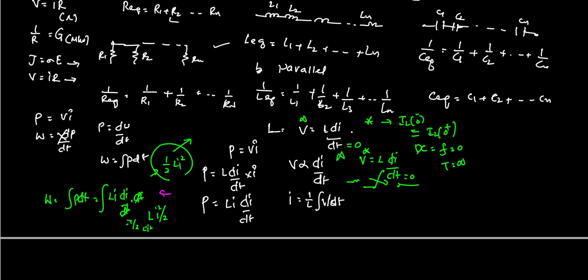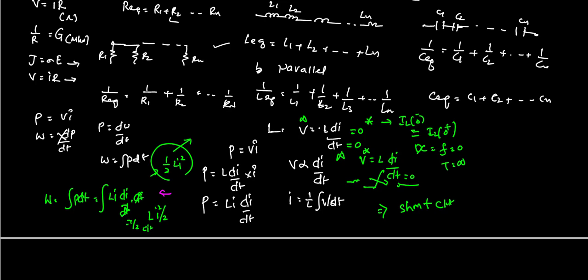At t equal to infinity, voltage equal to 0, which implies a short circuit. So for DC, an inductor acts as a short circuit. Within zero time, inductor current cannot change instantaneously. Whatever the inductor current was before the switching action, that must be the same after the switching action within zero time.